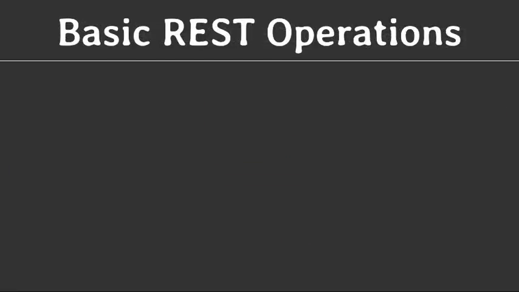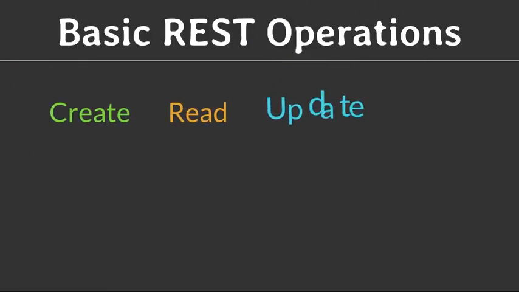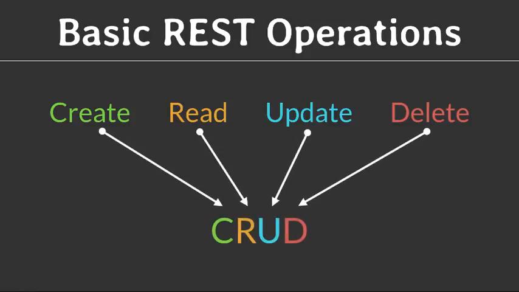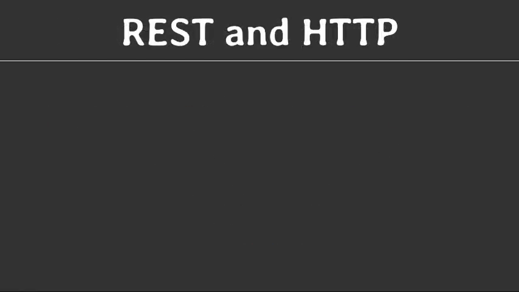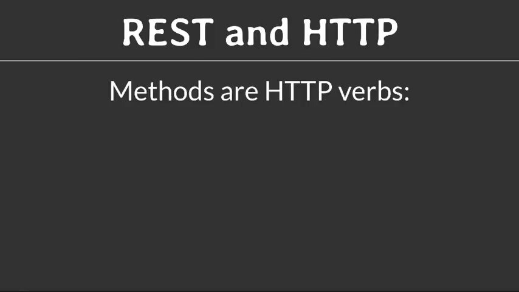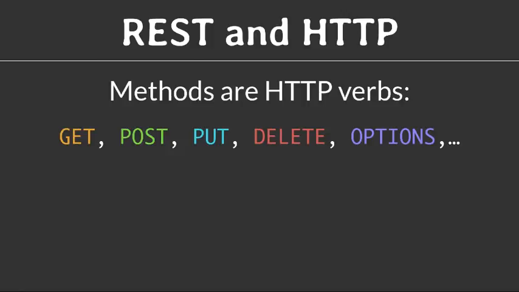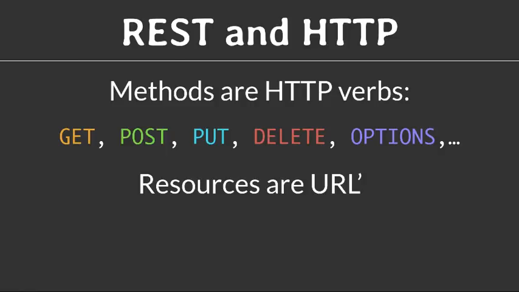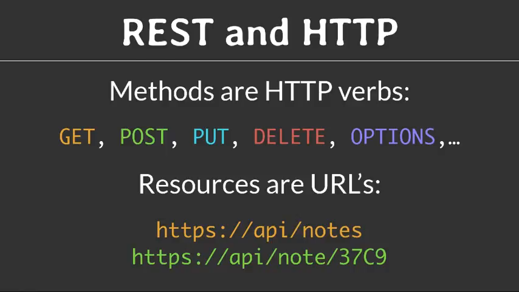The REST protocol is based on four basic operations: create, read, update, and delete. These operations are often described by the acronym CRUD. REST is often but not always based on the Hypertext Transfer Protocol. Methods are built from HTTP verbs like get, post, put, delete, etc. URLs just point to resources that the methods can operate on. A URL never includes a method name.